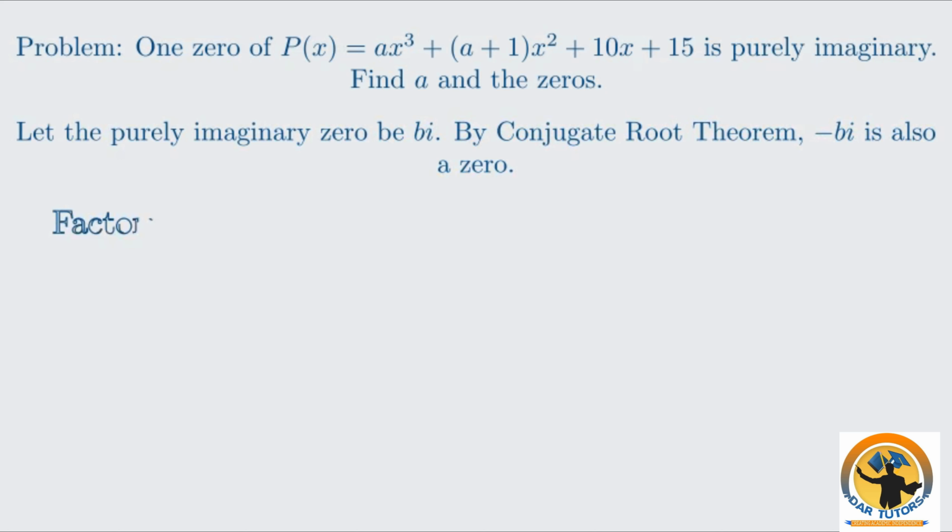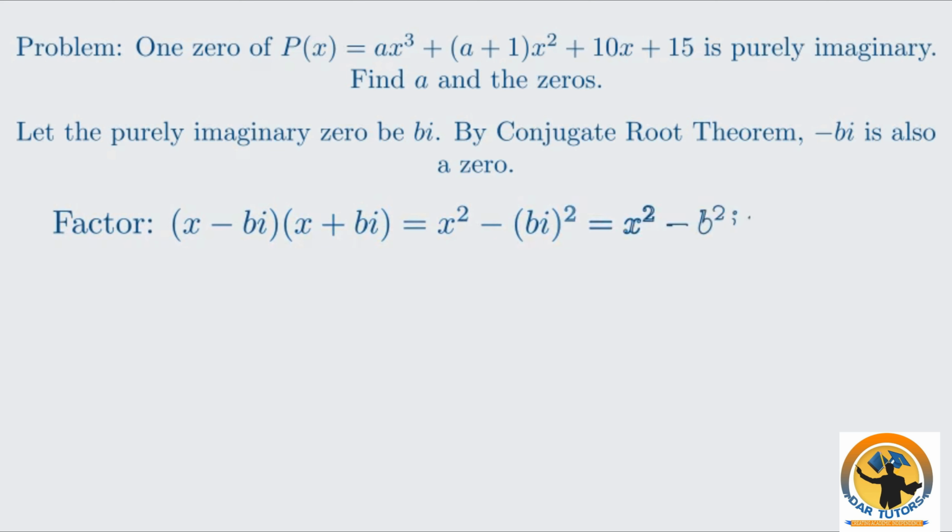Multiplying the factors x minus bi and x plus bi, we get x squared minus b squared i squared. Since i squared is negative 1, this simplifies to x squared plus b squared. This is a real quadratic factor of p of x. Now we can write p of x as the product of this quadratic factor and a linear factor, ax plus c. p of x equals x squared plus b squared times ax plus c.